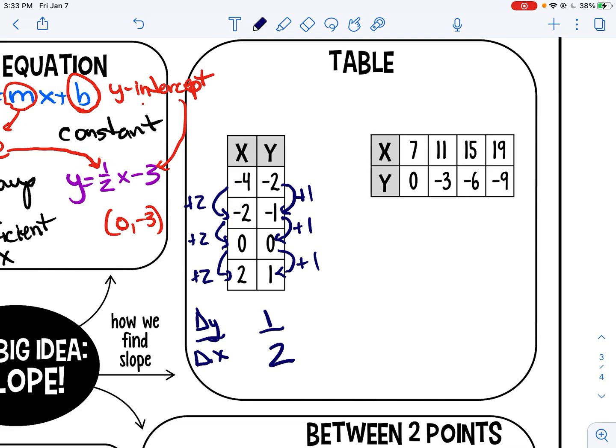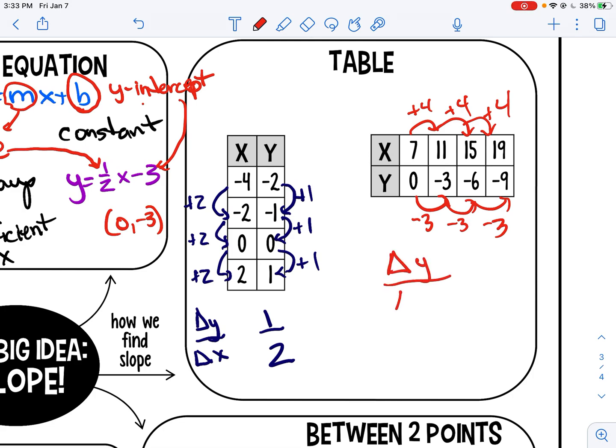When we do the next one, I'm going to change the color on it. We look at y, and it's going down by 3, goes down by 3, and down by 3. Up here, it goes up by 4, up by 4, up by 4. So when I do the change in y over the change in x, I look at the change in y, and that's -3. I look at the change in y, and that was 4. Okay?